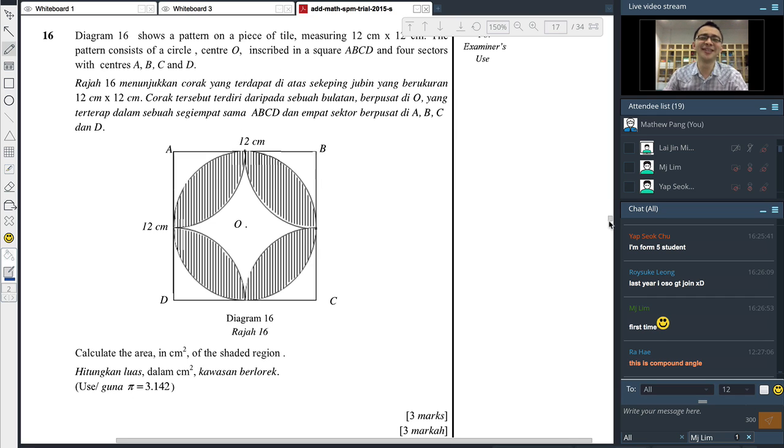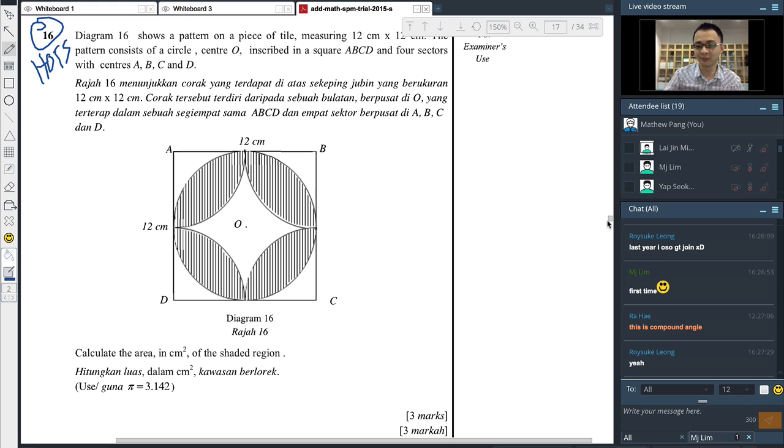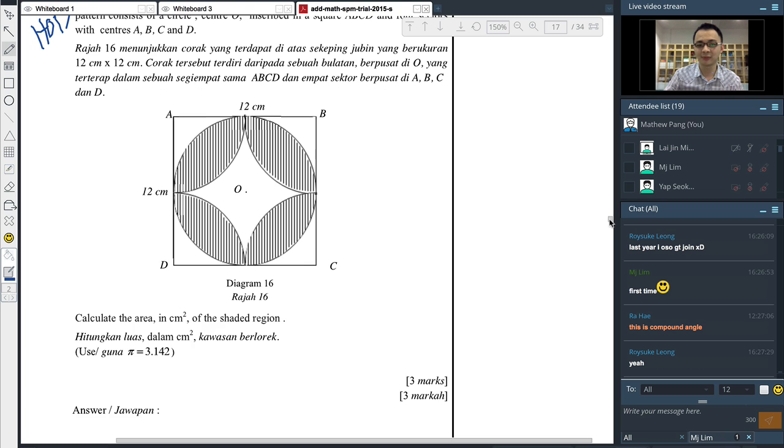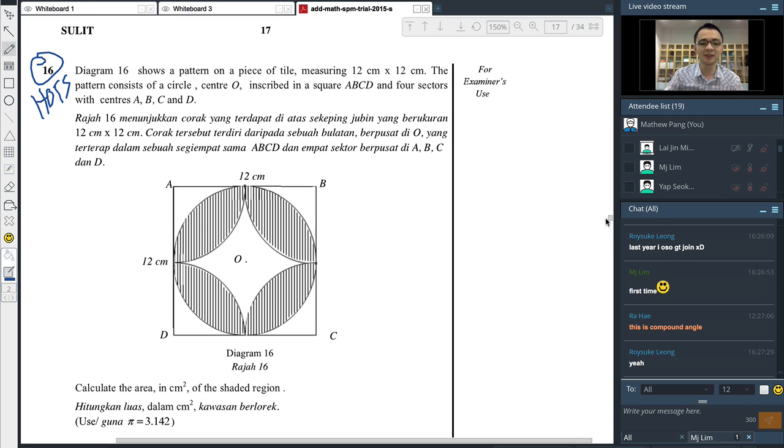Okay, this question is actually not too bad, but it only gives 3 marks, so I will call it a hot question as well, because for 3 marks there's a lot of things to do. I will need to see the question. If this is a 5 to 6 mark question, then it's fine. But for 3 marks, you shouldn't spend more than 5 minutes on this question.